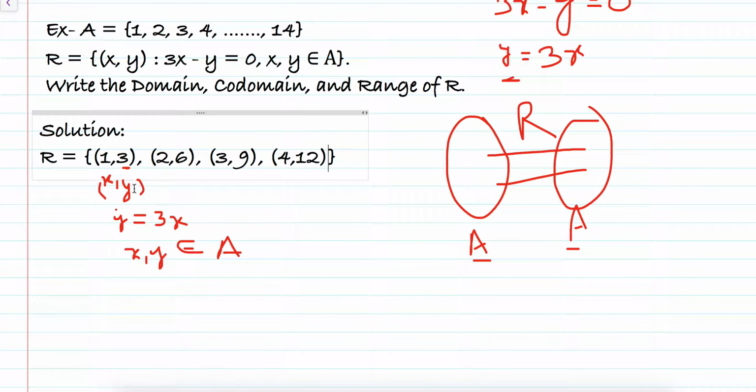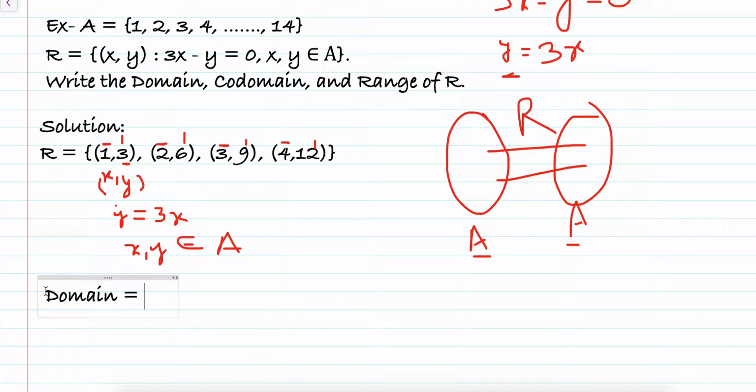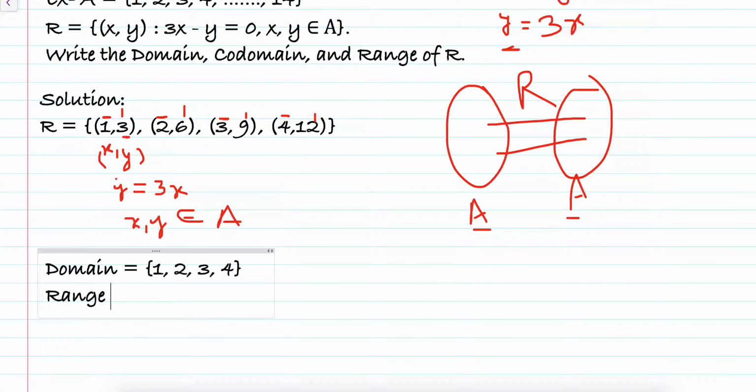So we have found the relation R. Now what are the domain and range? Remember, the domain is all the first elements of the ordered pairs. So the domain is 1, 2, 3 and 4, and the range is 3, 6, 9 and 12. So we will write that: domain equals 1, 2, 3 and 4, range equals 3, 6, 9 and 12.